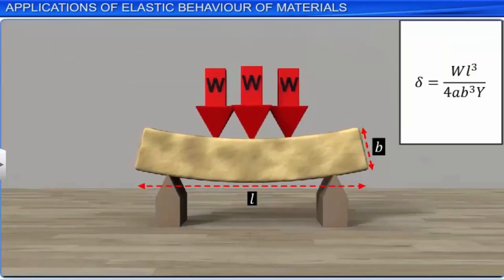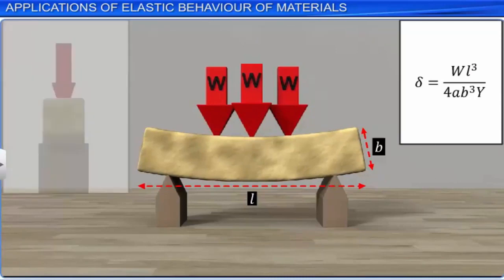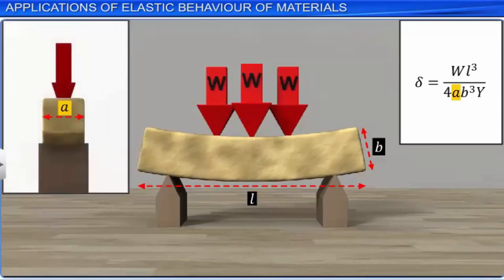Also, as the deflection of the beam is inversely proportional to just the single power of the thickness of the beam, compared to the cube of width, the thickness of the beam does not have as great an effect on the maximum load that can be supported as the width.